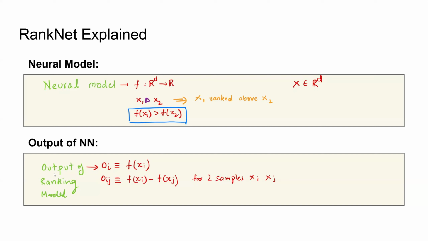Now the output of the ranking model. For an input xi, it gives an output oi, and then we compute oij, which is the difference between the samples that we input, xi and xj. So it's computed as f of xi minus f of xj. These are just mathematical representations that will help us in the future.